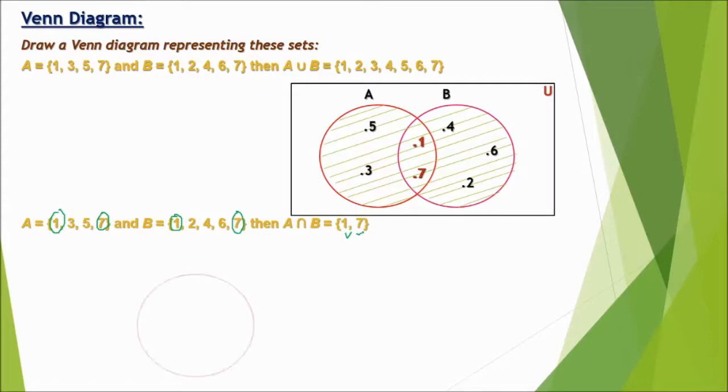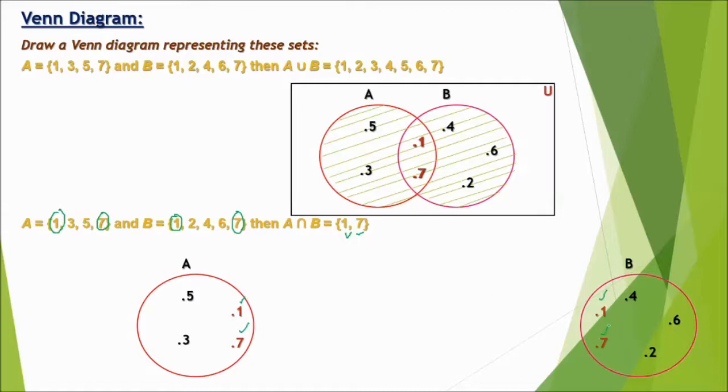For that also we need two rings: ring A and ring B. Let's fill in the elements of ring A. You can see 1, 3, 5, 7 are the elements of ring A, and there is ring B also, and its elements are 1, 2, 4, 6 and 7. As you have seen, the common elements are 1 and 7 here, and here also 1 and 7. So these elements must be in the overlapped part.